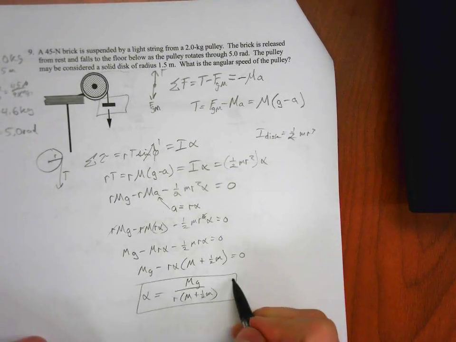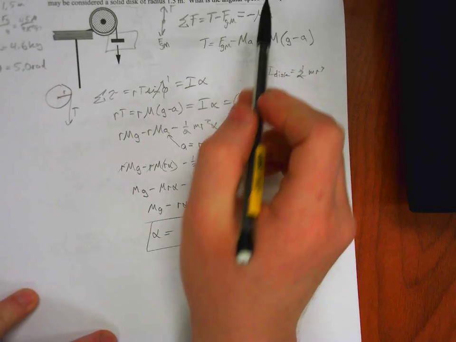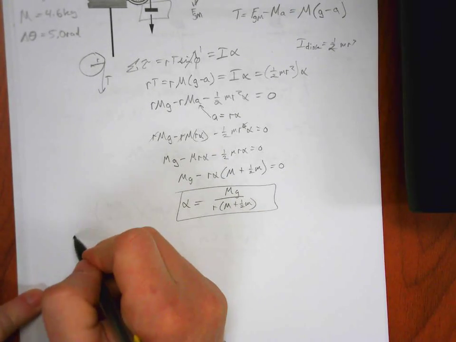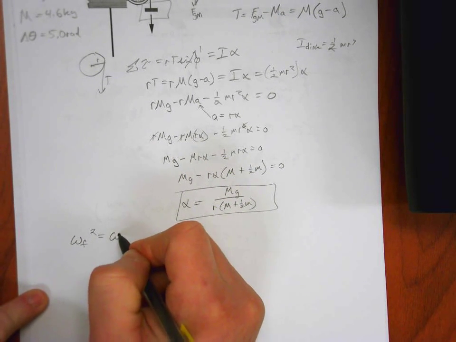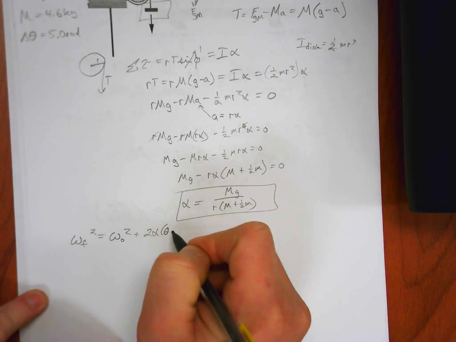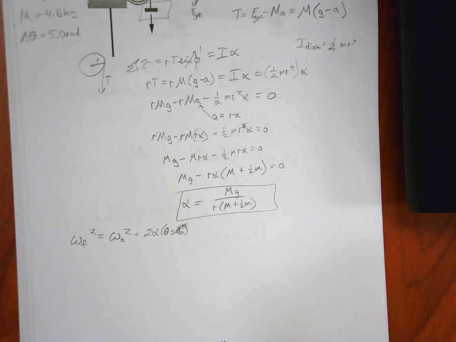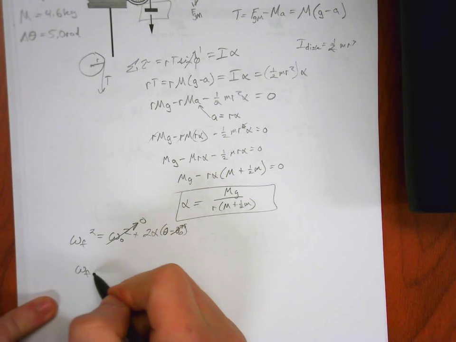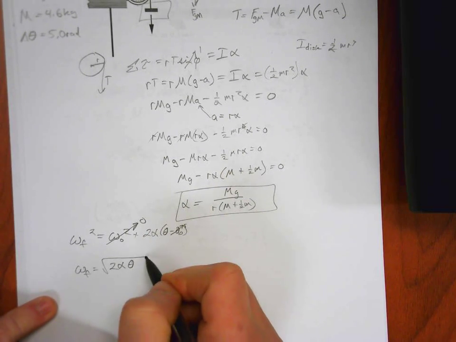Well, I shouldn't have put a box around it. We're not done yet. But now we want to know what is the angular speed of the pulley at the end of this acceleration. Well, then we'll just have to go to rotational kinematics. Omega f squared is equal to omega naught squared plus 2 alpha (theta minus theta naught), and we'll set theta naught equal to 0. Well, it starts from rest, so omega naught equals 0. So omega final is equal to the square root of 2 alpha theta.